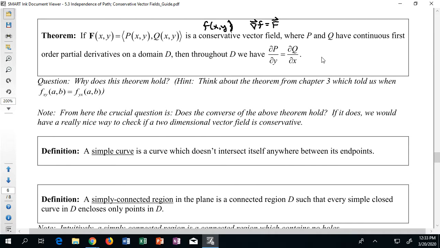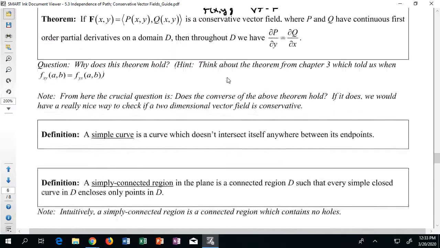Of course, one of the crucial questions that we always want to ask every time we see an if-then statement is, can I reverse it? That's what we call the converse. So can I actually say that if I know that these two things are equal, can I then claim that I have a conservative vector field? Well, to understand that, we're going to have to talk about, you guessed it, even more definitions.